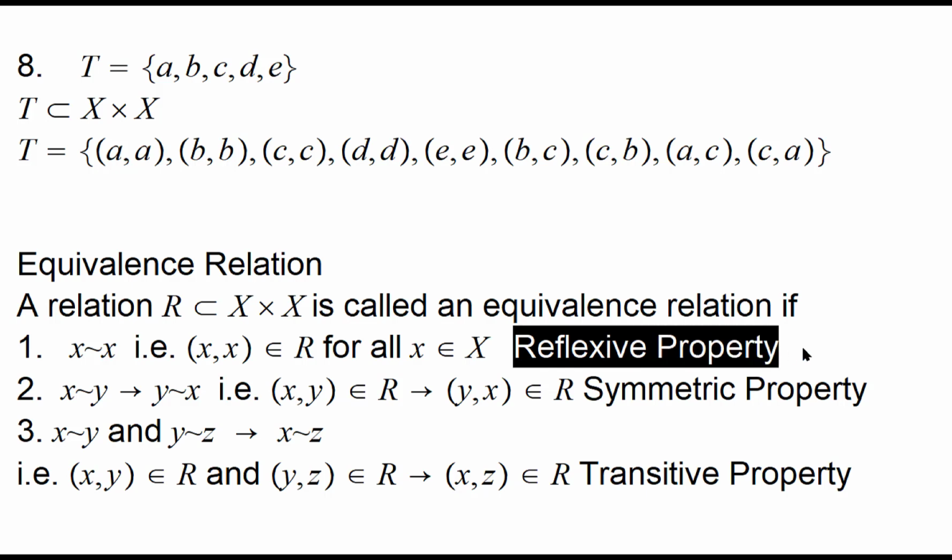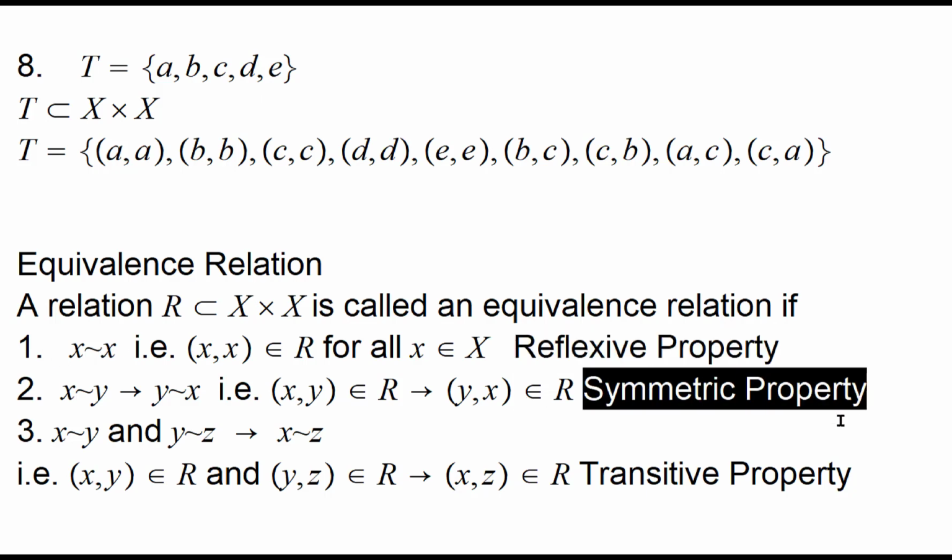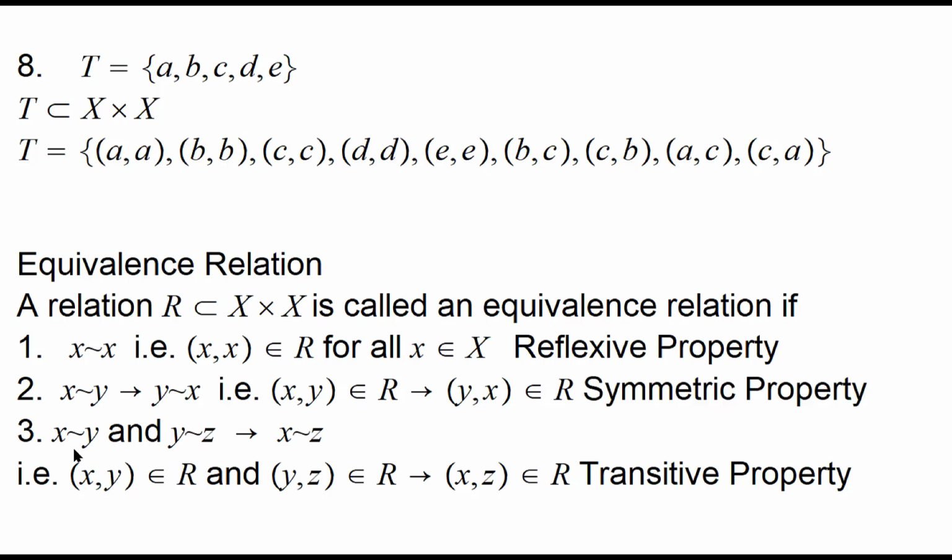First one is reflexive. That is, every element of X has to be related to itself. Then it has to be symmetric, that if X is related to Y, then Y has to be related to X as well. All right. And then it has to be transitive, that is, if X is related to Y and Y is related to Z, then X has to be related to Z.